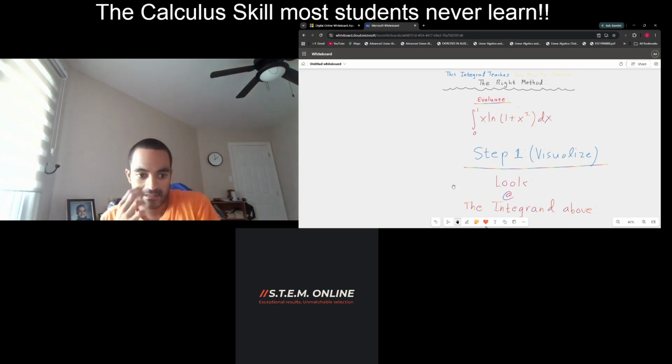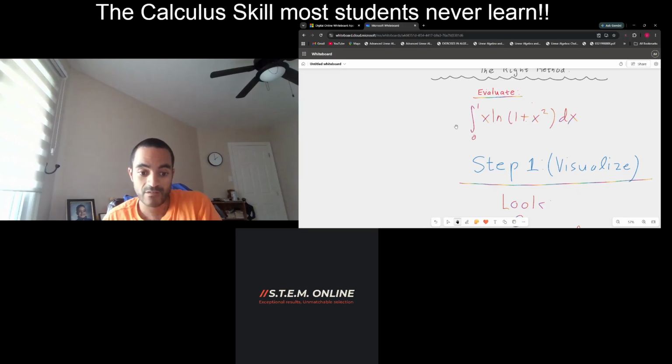All right. So let's look at stating the problem. We have this integral: the integral from 0 to 1 of x ln of 1 plus x squared with respect to x. Okay. That's what we're dealing with.